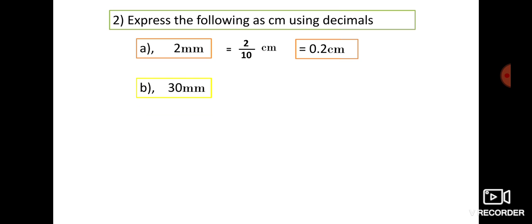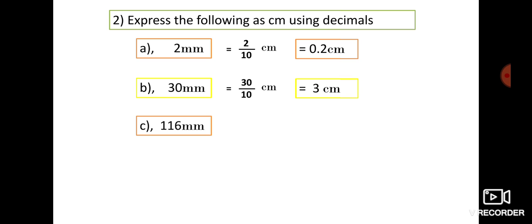Next 30 millimeter. Just like 30 by 10, we cancel the 0s, so 3 centimeter. Next, 116 millimeter. We divide this number by 10. 116 by 10. Here one 0, so we mark the point after one digit from the right side. So the number becomes 11.6 centimeter.